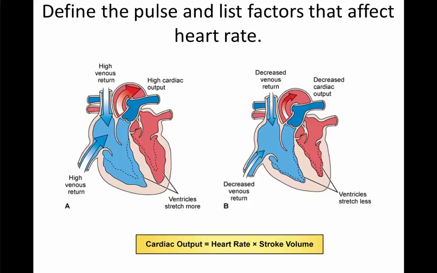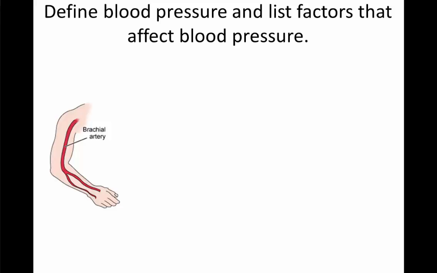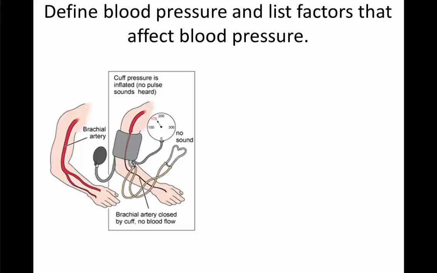Now we want to put some effort into making a connection between the various concepts. So we'll return to defining blood pressure, but then we also want to list factors that ultimately affect our blood pressure. We can measure blood pressure using a blood pressure cuff. What happens is that we put the blood pressure cuff around the arm. The brachial artery, shown here, is the artery that runs down the arm.